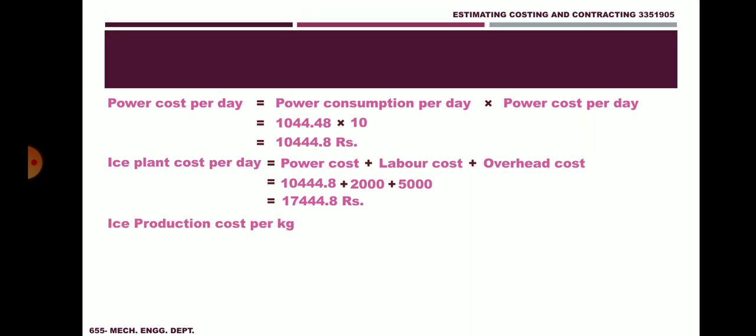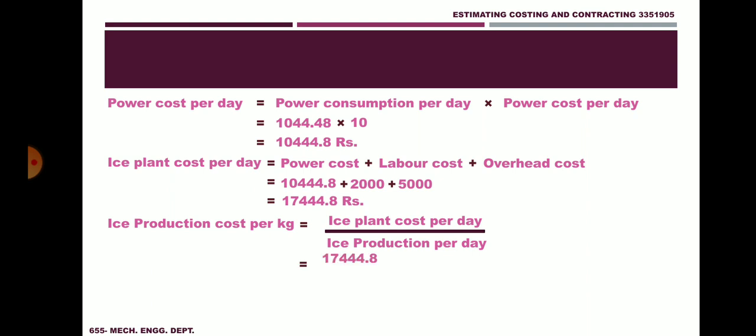Now ice production cost per kg equals ice plant cost per day divided by ice produced per day, which is equal to 17,444.8 divided by 12,370, which is equal to 1.41 rupees per kg.